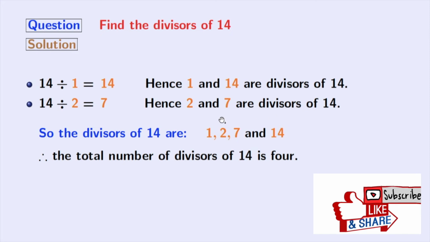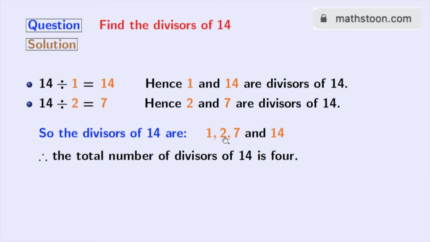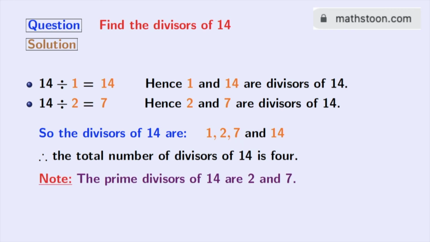Now if we look at these numbers, we can see that 2 and 7 among these numbers are prime numbers, because these two numbers do not have any divisor other than 1 and that number itself. So we can say that the prime divisors of 14 are 2 and 7.